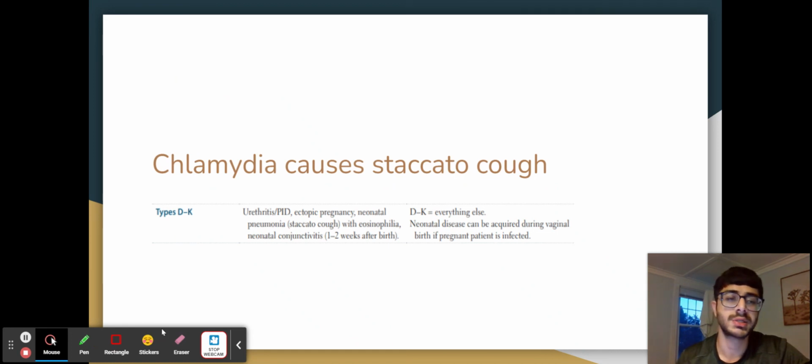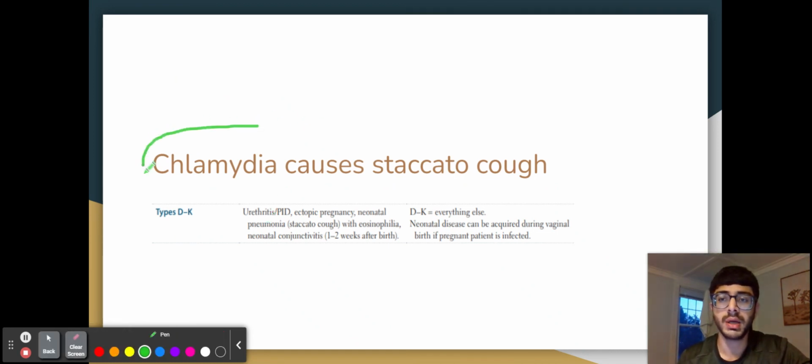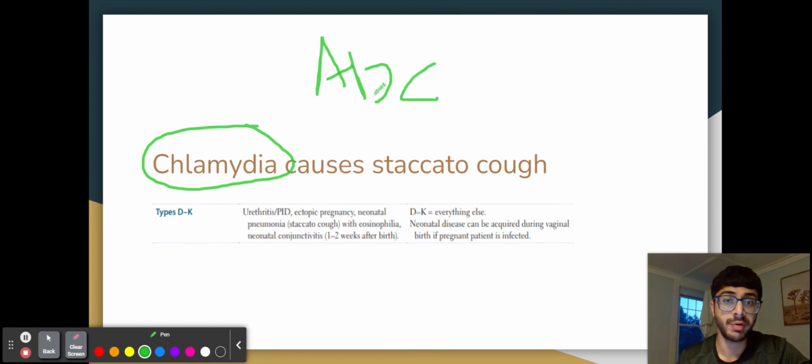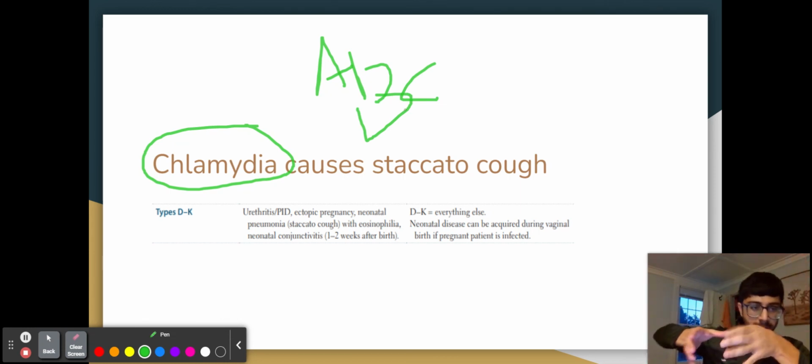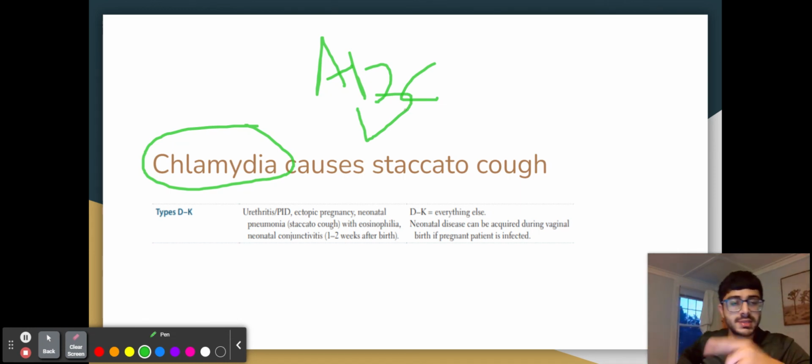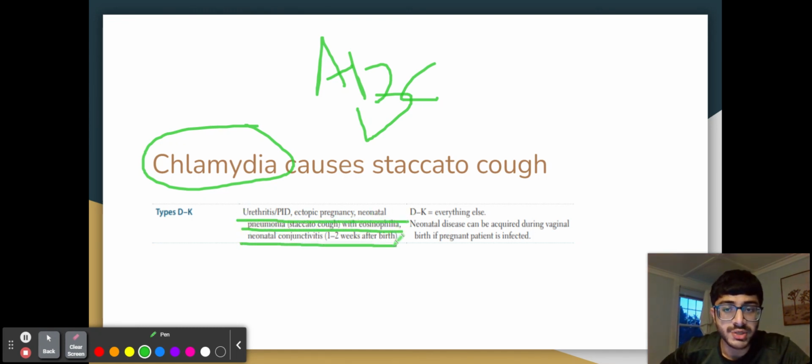Okay, chlamydia causes staccato cough. So chlamydia, obviously the ABC serotypes cause trachoma. Remember, for the trachoma, the eye disease, you're going to treat the entire village. You're going to treat everyone in that group of people, in Africa. And serotypes L1 to L3 cause the lymphogranuloma venereum. It causes all of this stuff, which is what we normally think it causes. And just remember that it causes this pneumonia with staccato cough.